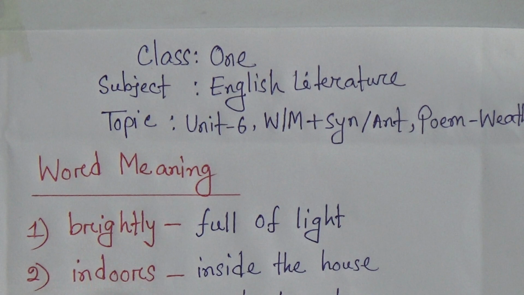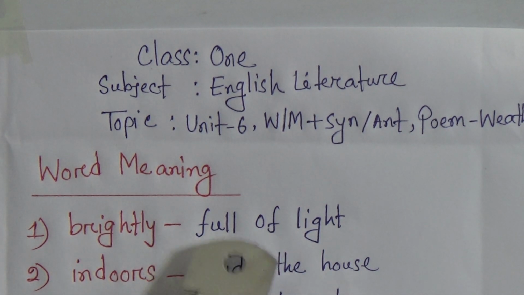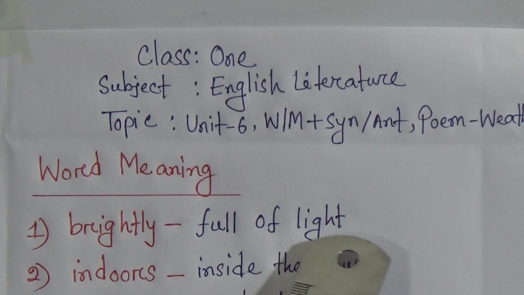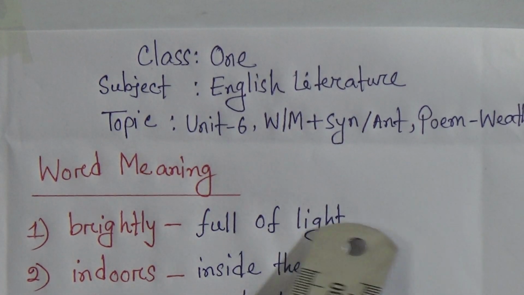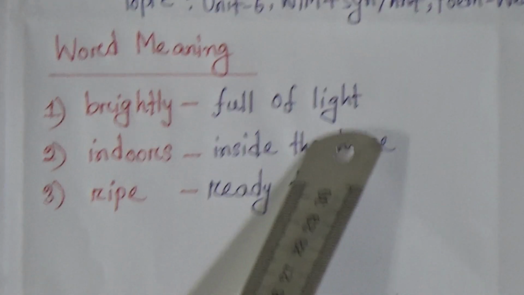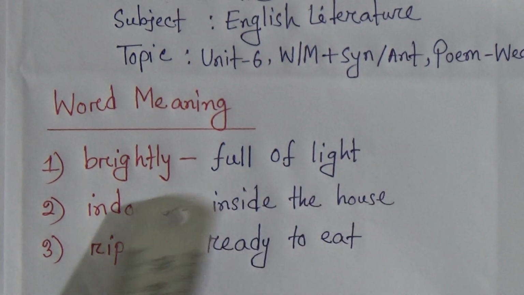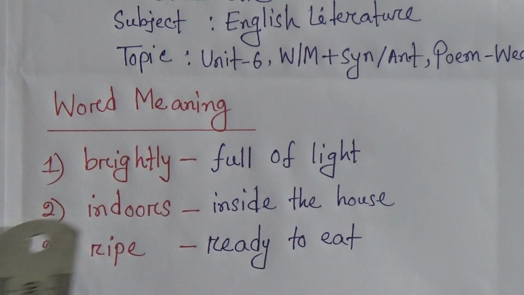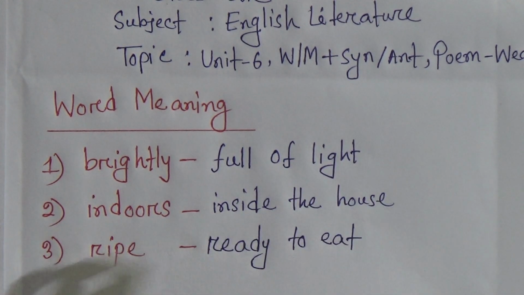Student, you have to follow some rules. Whenever you write word meaning, you have to write it with a small letter and no need to put the full stop after this word. Okay, so brightly, that means full of light, and 2, indoors, inside the house. Number 3, ripe, ready to eat.